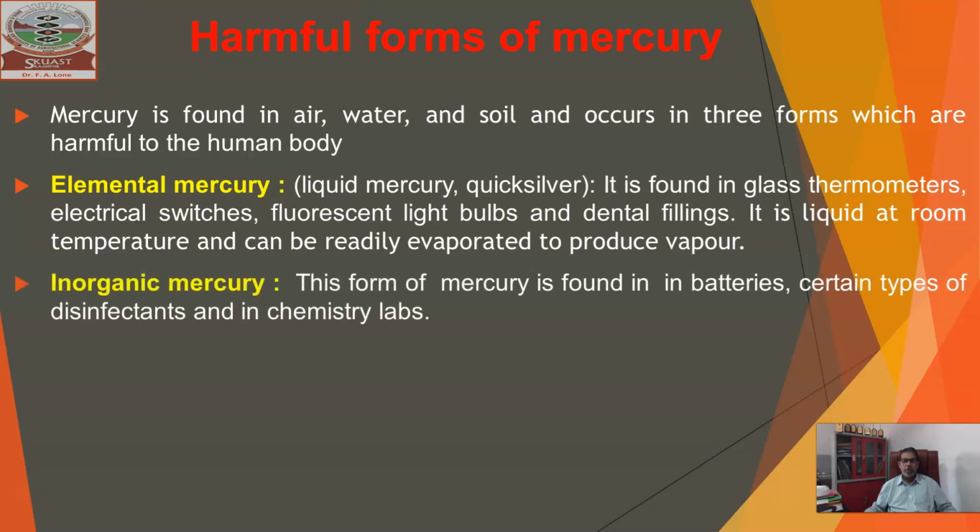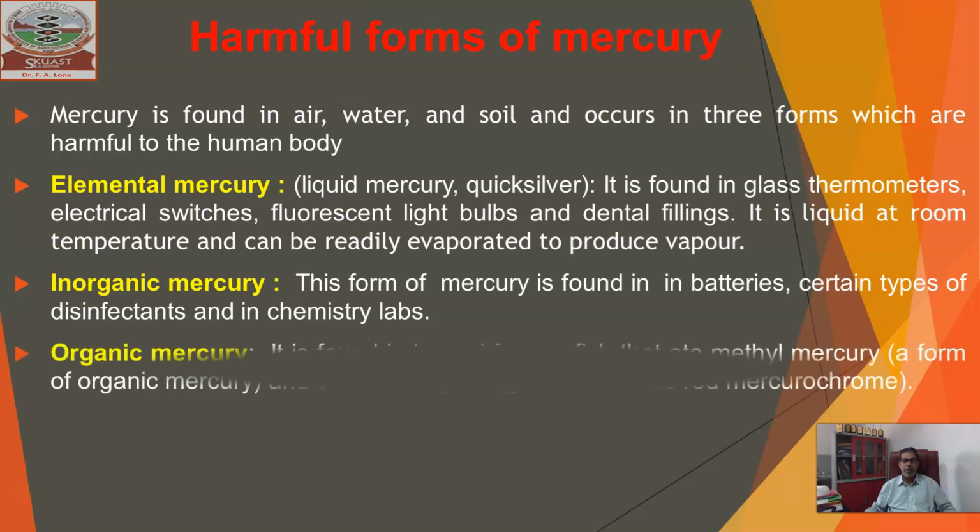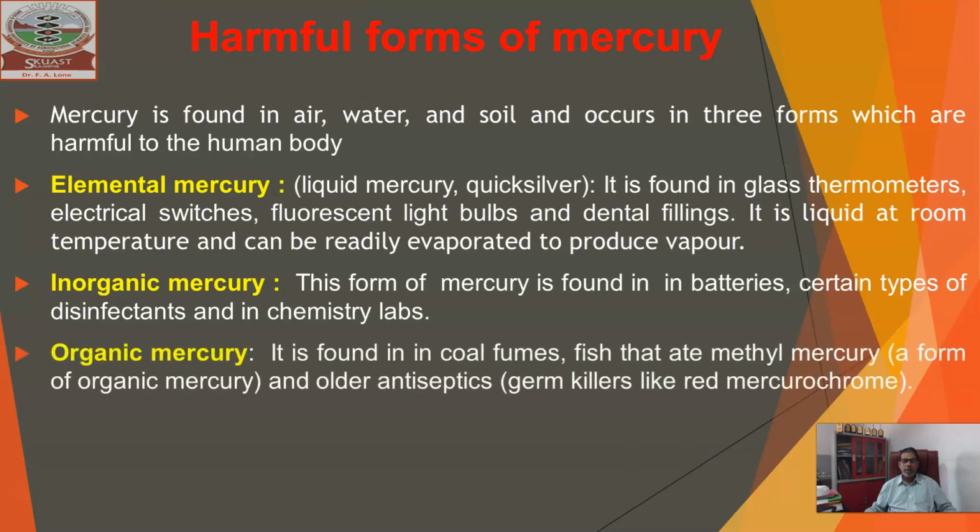Then you have got inorganic mercury. This form of mercury is found in batteries, certain types of disinfectants, and in chemistry labs. Organic mercury is found in coal fumes, fish that eat methyl mercury, a form of organic mercury, and older antiseptics, germ killers like red mercurochrome.